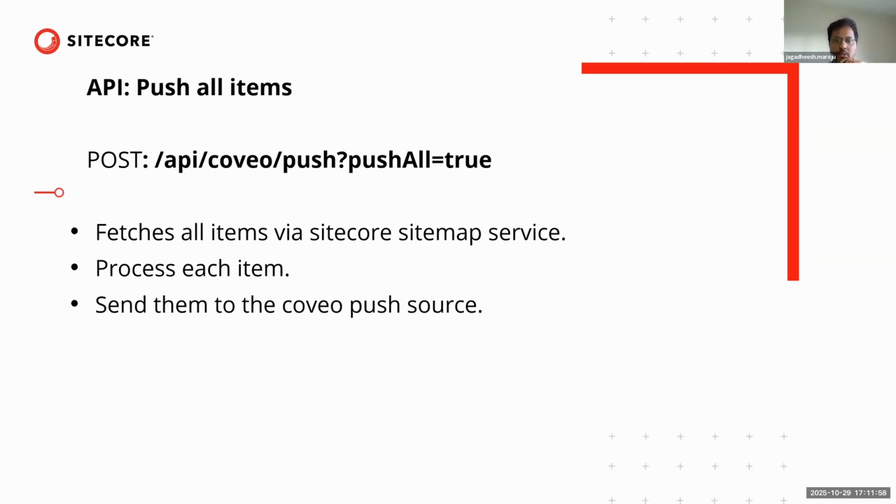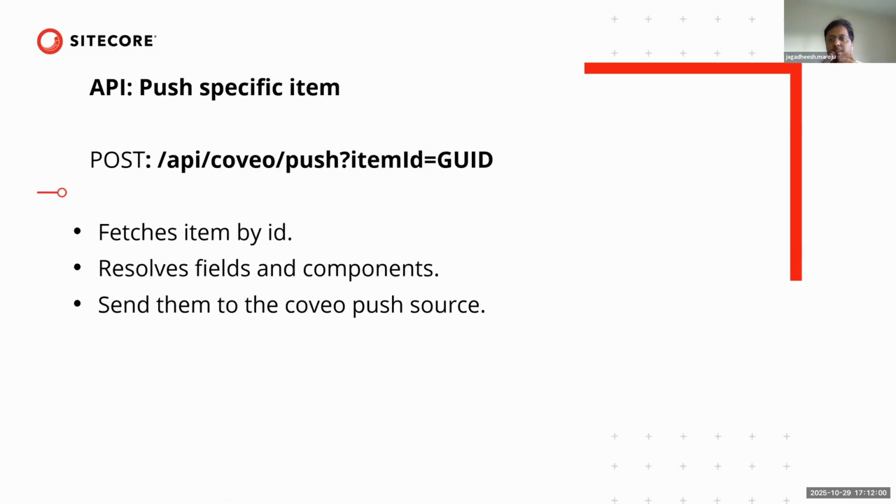And then we have push specific item. When the API runs for a single item, it pulls just that one item, resolves its fields, and pushes it straight to Coveo. I usually use this either manually or as part of the publishing workflow. Whenever a page is published, the system calls this endpoint with that particular item ID, and the page shows up in search immediately without waiting for a full reindex.